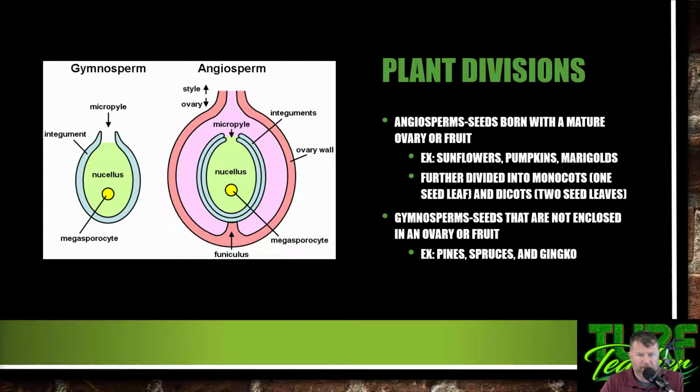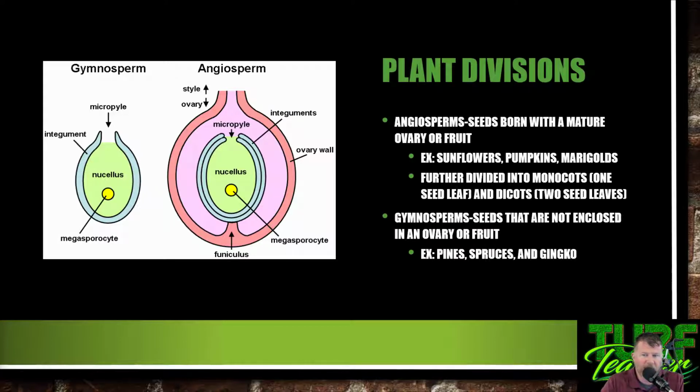With plant divisions, plants have divisions. They're either a gymnosperm or an angiosperm. Your angiosperms are seeds borne within a mature ovary or fruit. Now look at the picture here. You have the style, you have the ovary there. So it's a lot different looking than the gymnosperm. Examples of angiosperms: sunflowers, pumpkins, marigolds, stuff that we see on an everyday basis. I mean, we're planting them in the landscape.